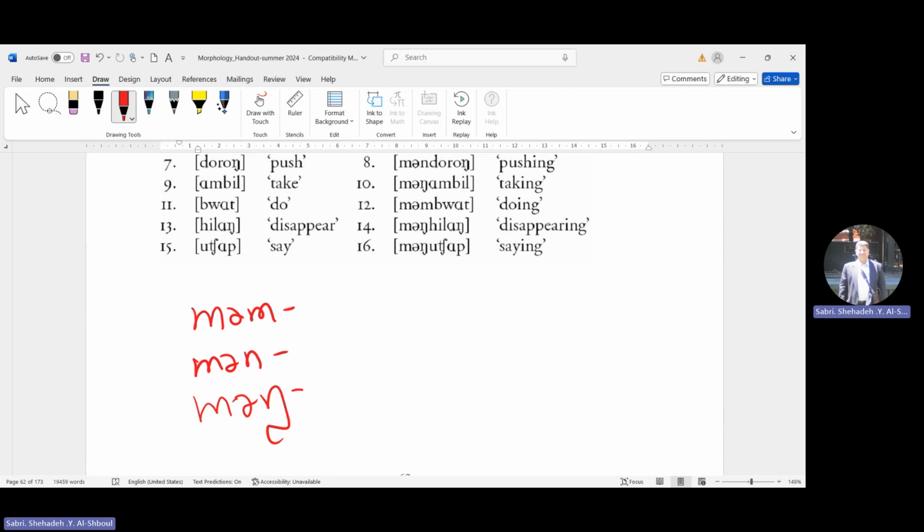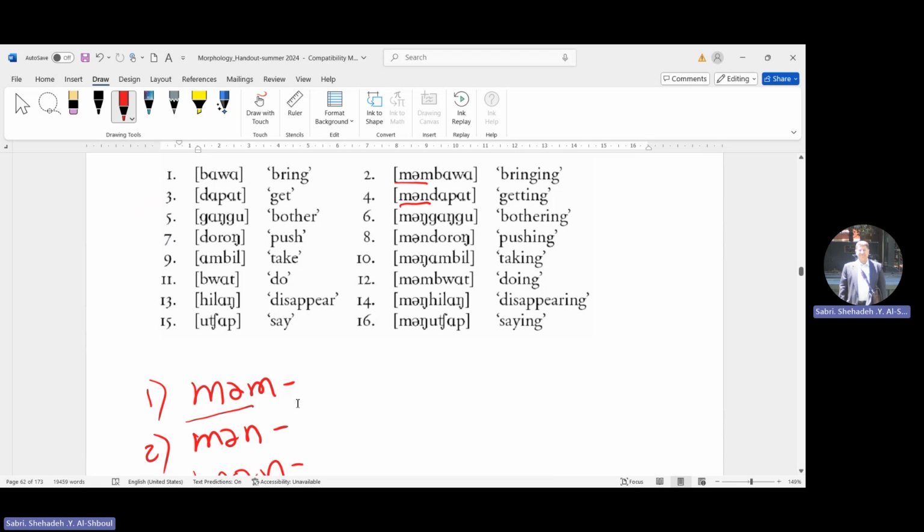The first morpheme ends with ma, which is a bilabial nasal. The second ends with na, which is an alveolar nasal. And the third is the velar nasal ing. It seems that if we look into the data, we will find that the addition of these prefixes undergoes a certain distribution. This distribution is shown in the data here.